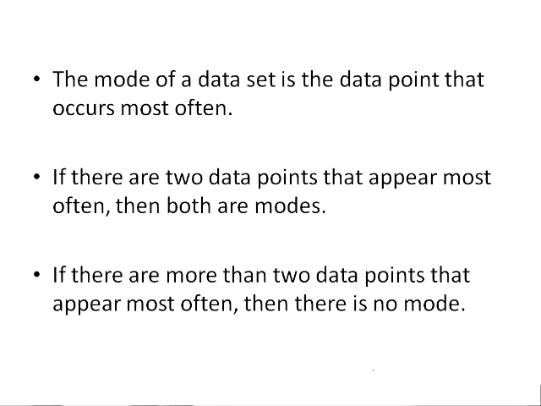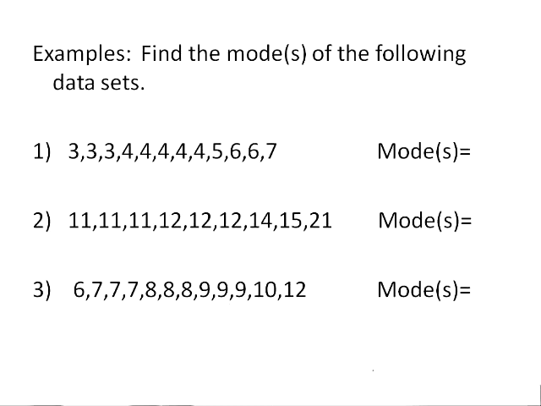Now the mode of a data set is the data point that occurs most often. If there are 2 data points that appear most often, then both are modes. If there are more than 2 data points that appear most often, then we say there is no mode. So let's find the modes of the following data sets.